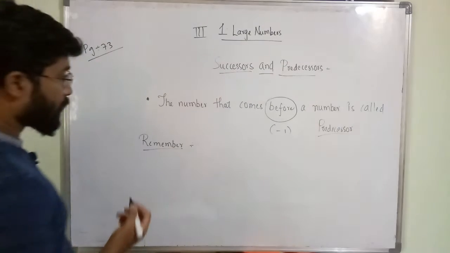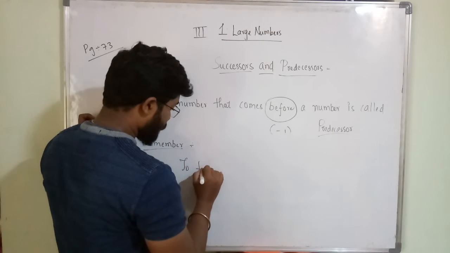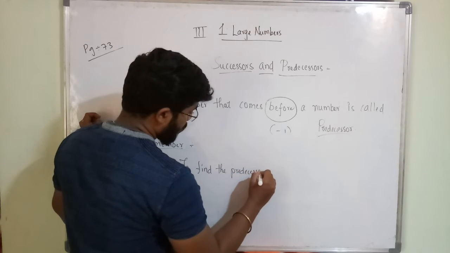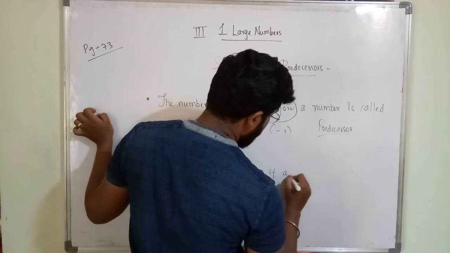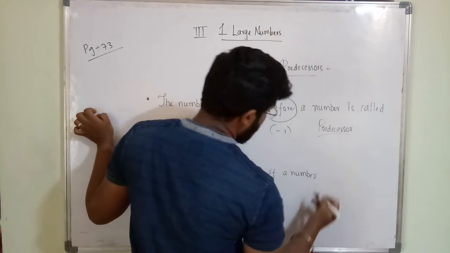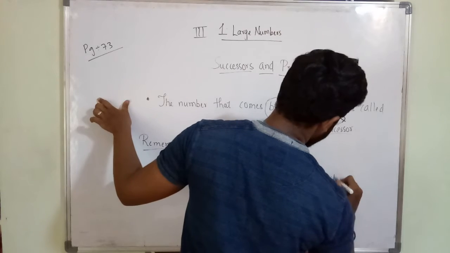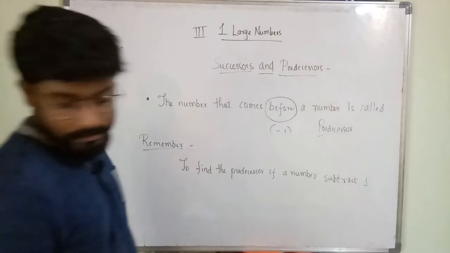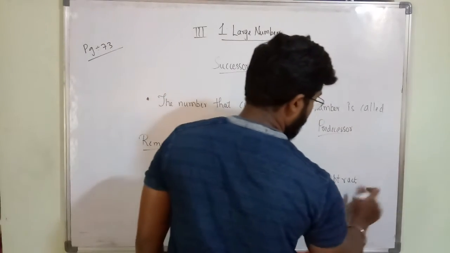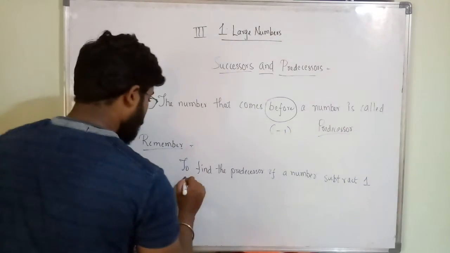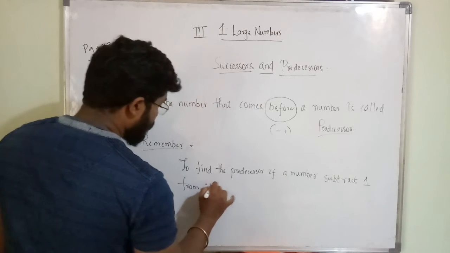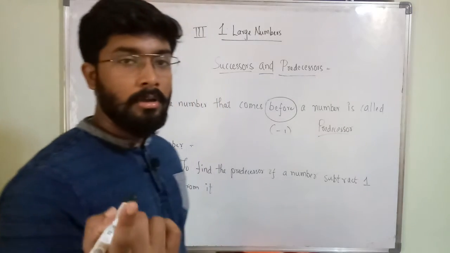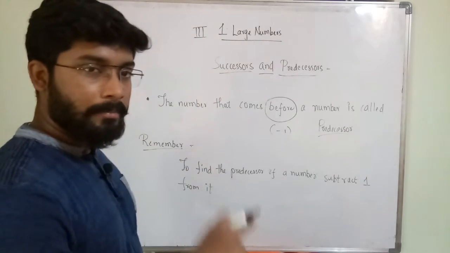To find the predecessor of a number, subtract 1 from it. Yes, subtract 1 from it. So to find the predecessor of a number, you have to do -1, which means you have to subtract 1 from the given number to get its predecessor.